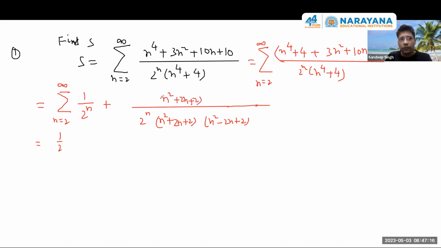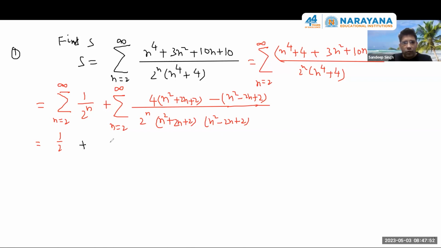What should I do, tell me? 2n plus 2, and I need to get 6, tell me. What should I do? 4, I think I should keep 4 here. Sorry, and I should keep minus here. This basic manipulation I think you can do on your own. Can you do this? This is sort of partial fractions, right? So I think now you must be able to proceed.